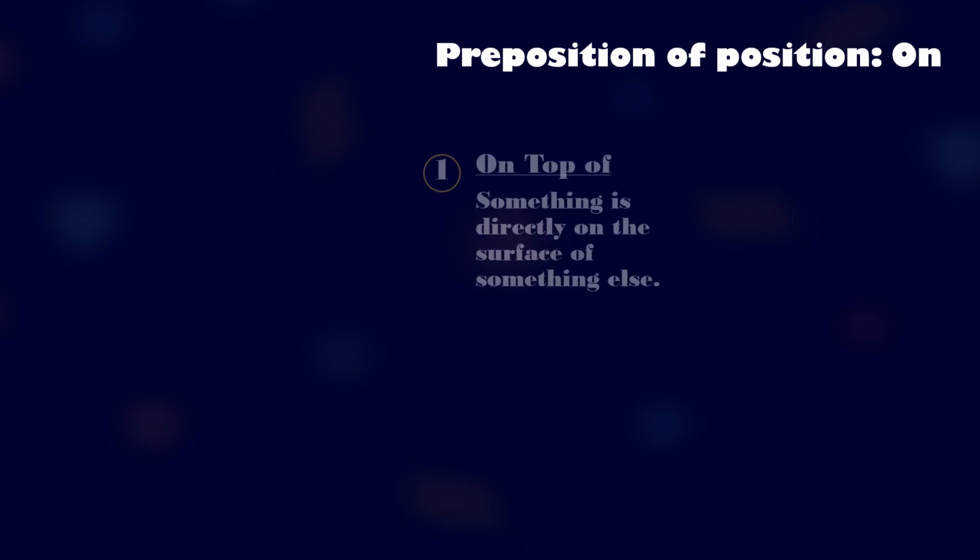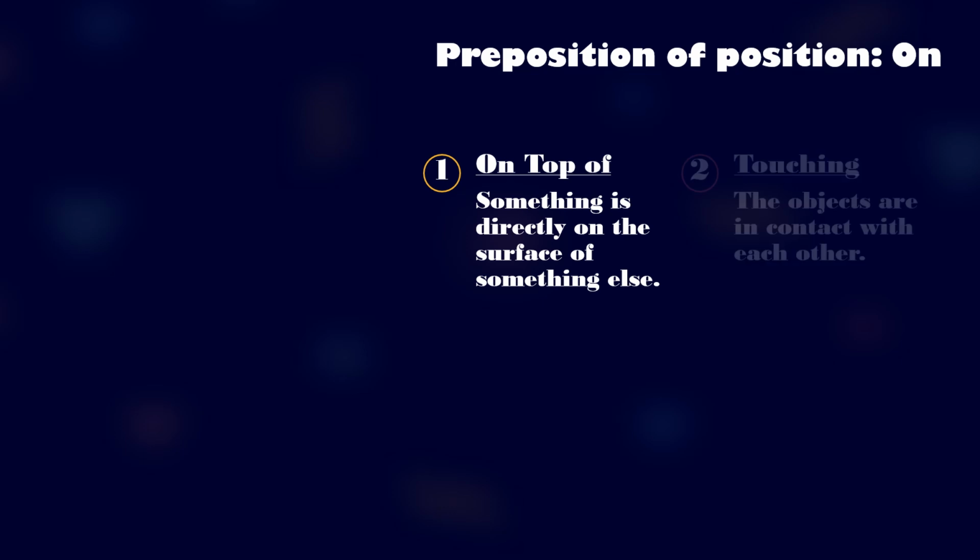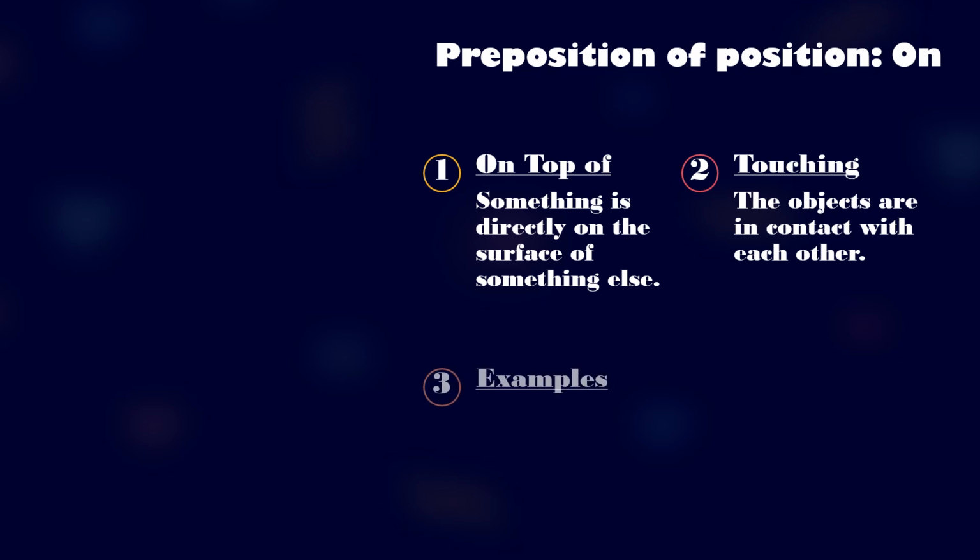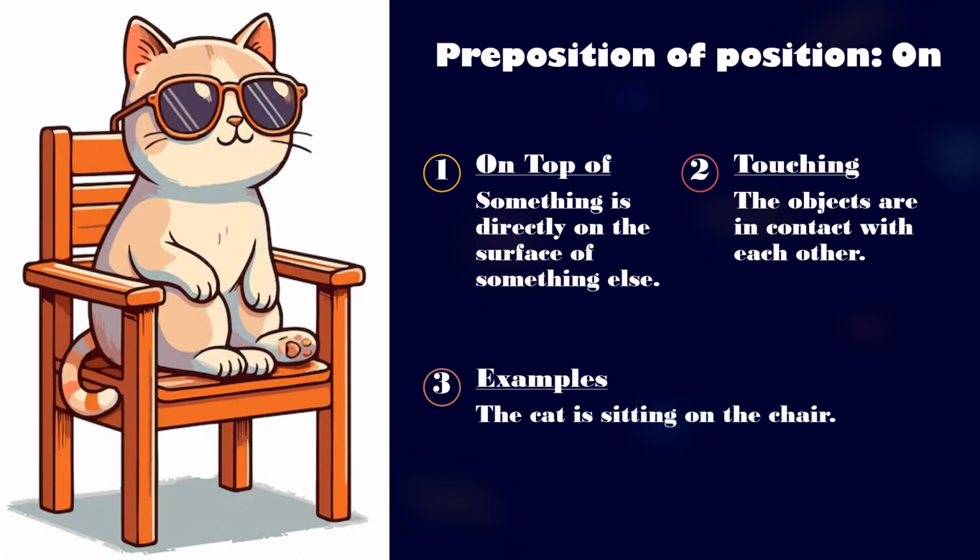Let's learn about the preposition of position on now. Children, we use on when something is directly on the surface of something else. That means the two objects are in contact with each other. For example, where is the cat? Yes, the cat is sitting on the chair. The cat is touching the surface of the chair. That's why we have used on.